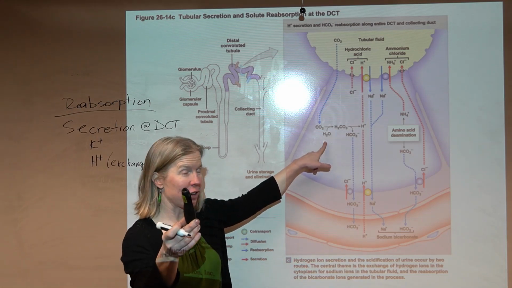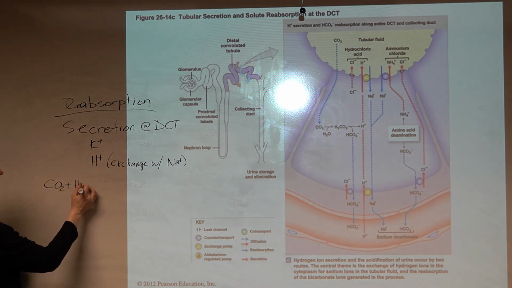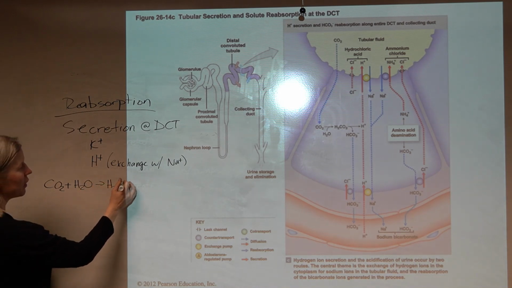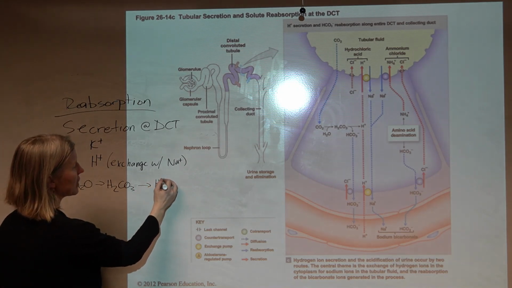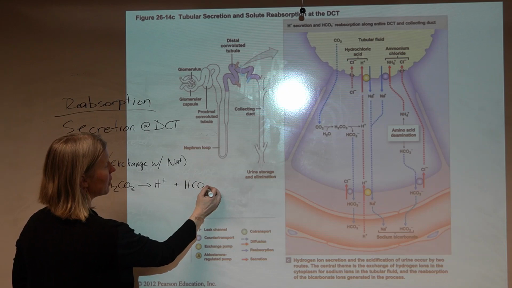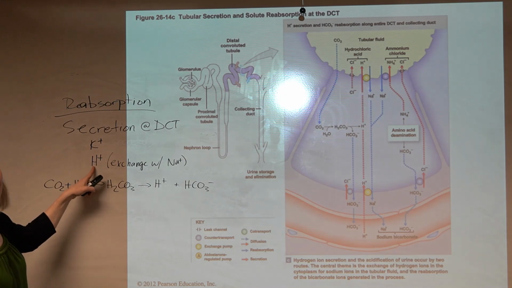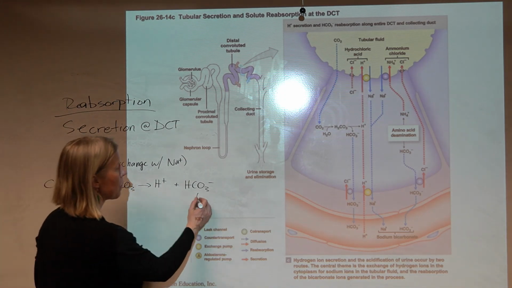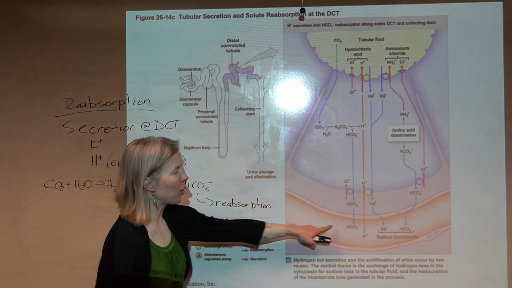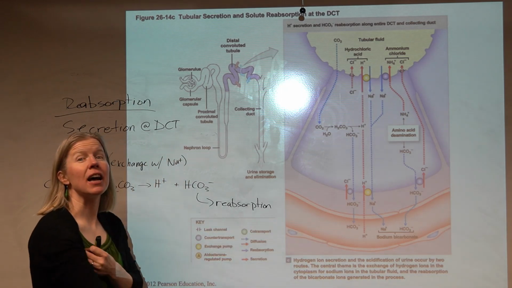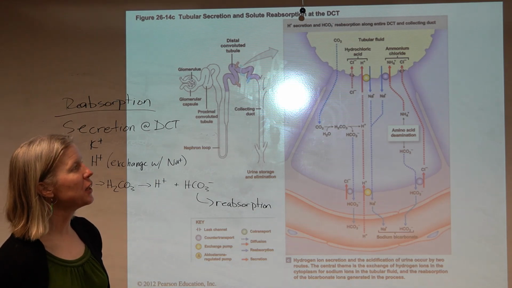So here's your favorite equation. Realize that in our cells, in these DCT tubule cells, we make carbonic acid, and then we have the ability to dissociate that, right, into hydrogen and bicarbonate. And so what we're showing here is the secretion of hydrogen, the reabsorption of bicarbonate into the bloodstream where it acts as a buffer. So those two things together definitely help neutralize pH.